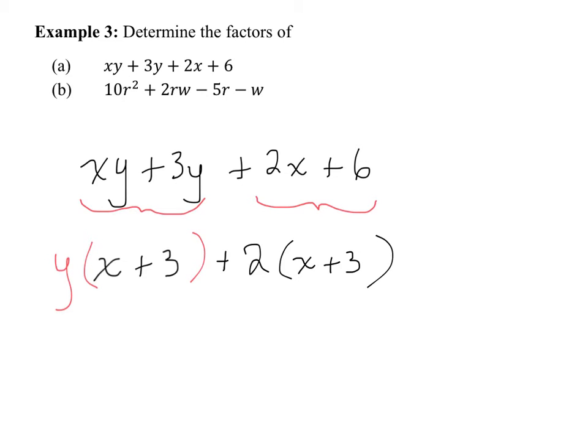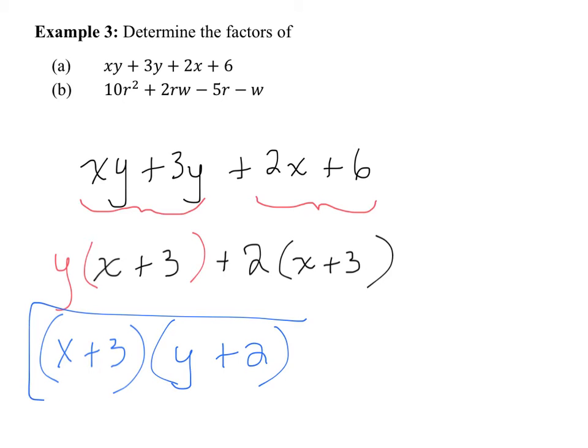So we look at this now. We've taken out GCFs of those two individual groups, and now there's a GCF that's in both of these terms. X plus 3 is in both of these. This whole thing is one group, or one term. This is the other term. They both have x plus 3 in them, so take x plus 3 out in front now. So factor out x plus 3 in front. And if you do that, remember the trick: divide this by x plus 3, leaving you with just y. Divide this by x plus 3, leaving you with a 2. So you're left with y plus 2. So this would be the factored form of part A.